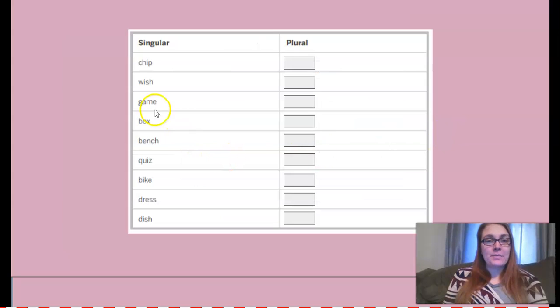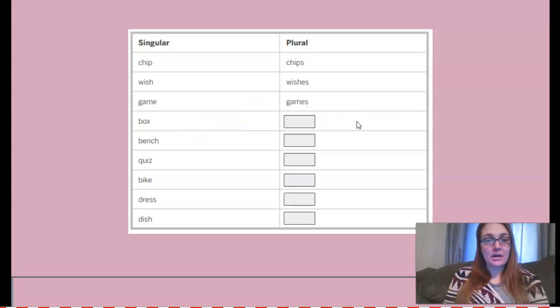All right. Now we have a list of singular words, and we're going to identify the plural word. So singular chip becomes plural chips. Good. Singular wish becomes a plural wishes. Good. Game becomes games.